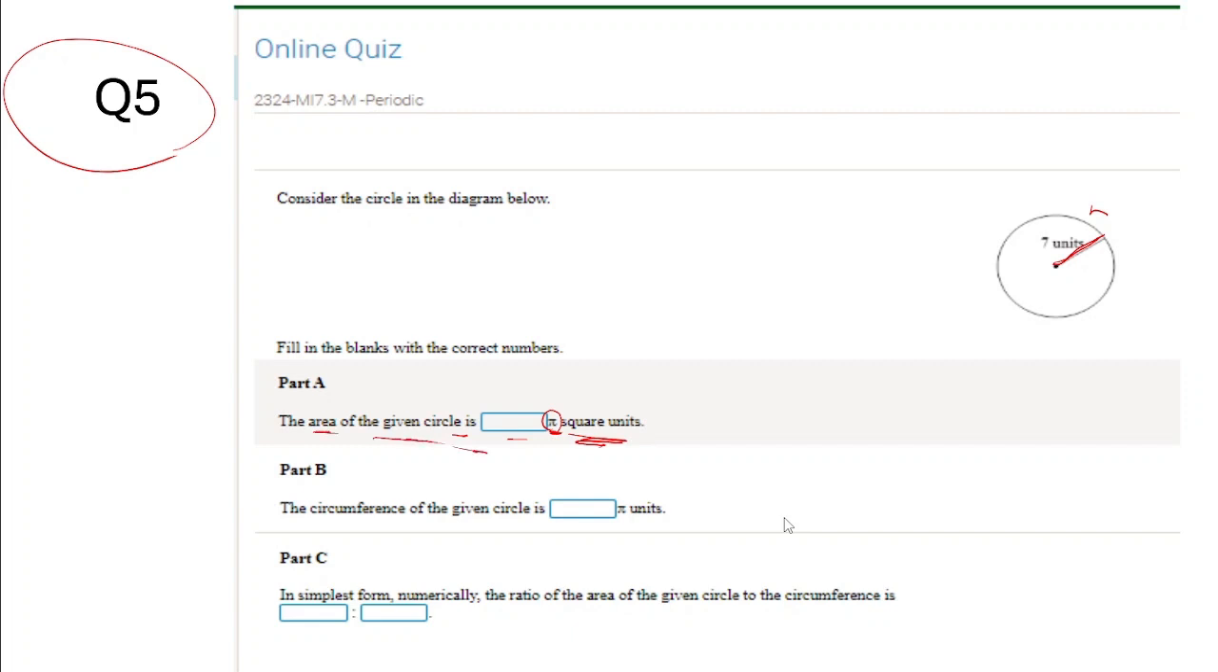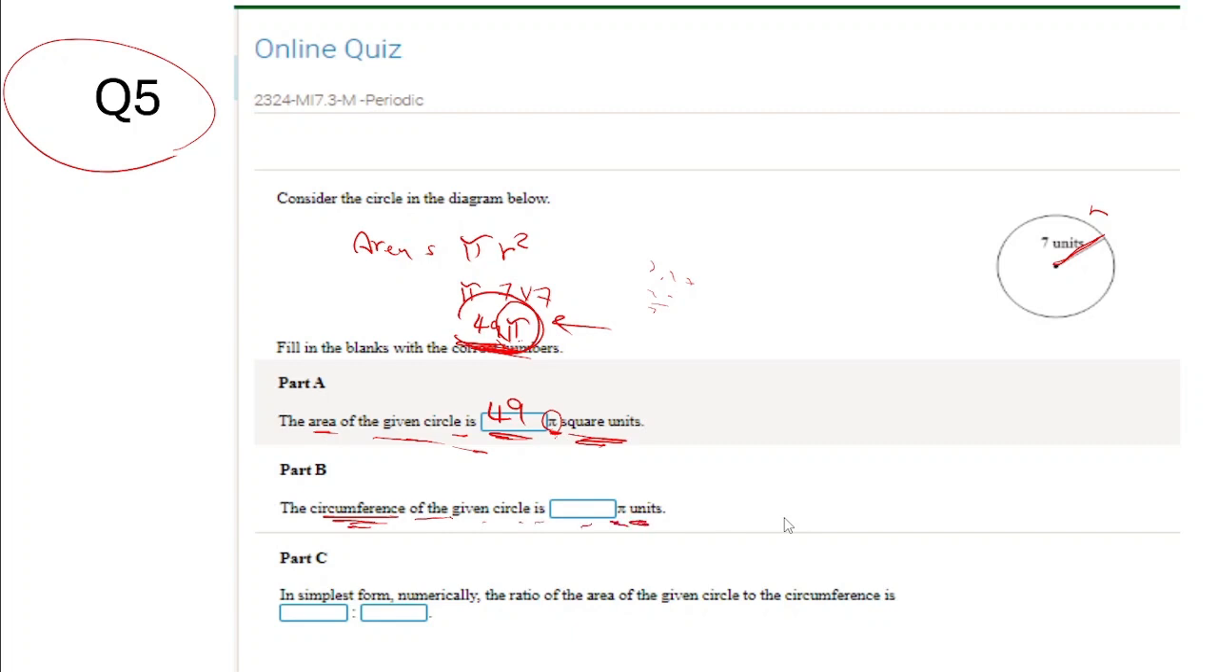Now the area of the circle equals pi r squared. Here it's saying pi, so I would say pi r squared, that means 7 multiplied by 7, so it equals 49 pi. So the answer is 49 pi. It didn't ask me to use pi as 3.14 or 22 over 7, so I'll keep it as pi. Okay, number B. The circumference of the given circle is something pi units.